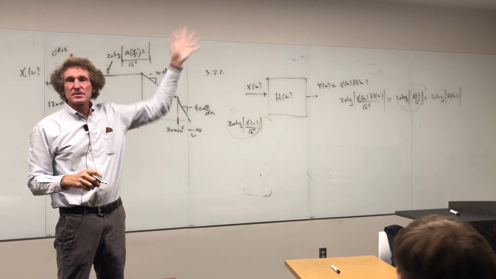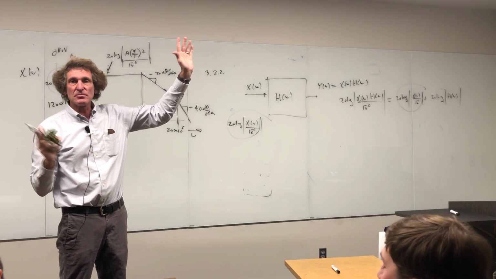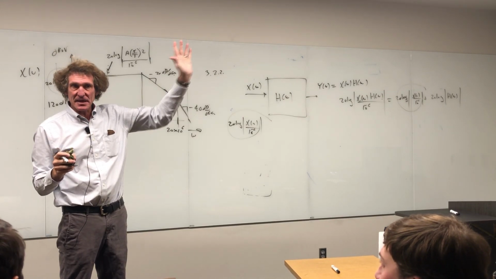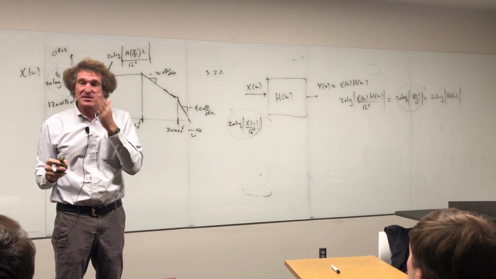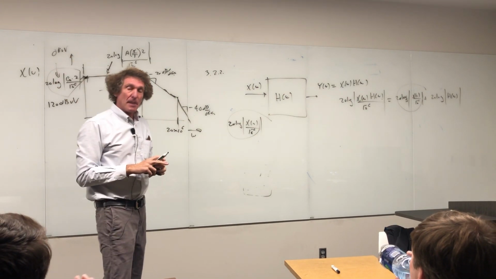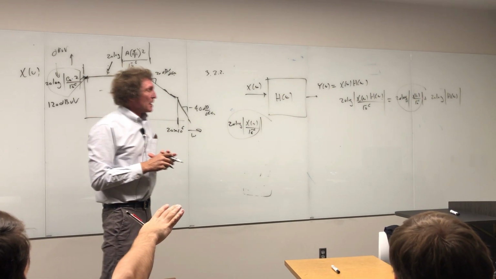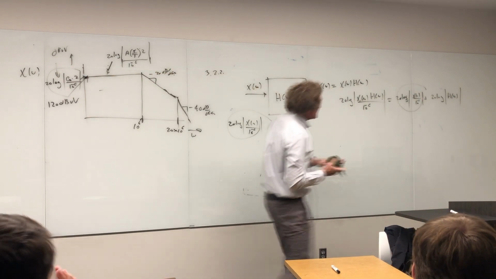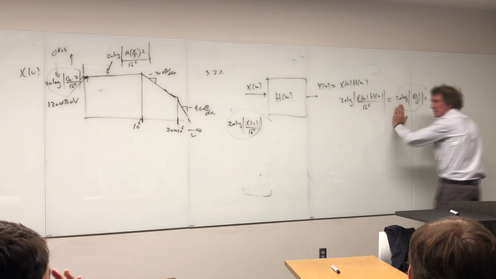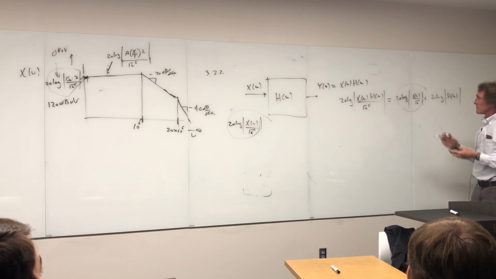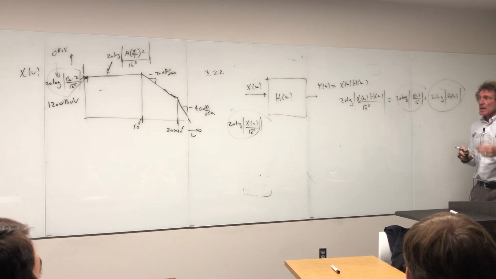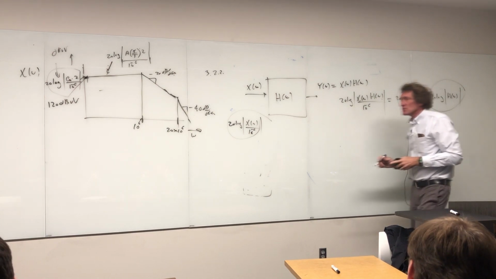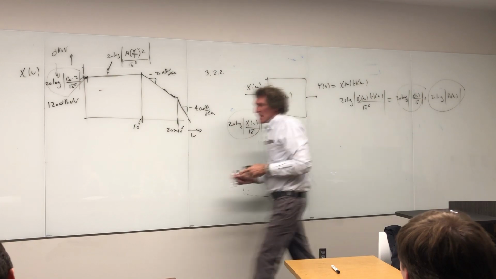Make me see your hands. Do you understand this? I want to make absolutely certain there's nobody that doesn't understand this, because it is not in the book. So this is important that you watch this. So what does that mean? That's the output, and this is just the input. The only thing we're doing is now not multiplying, but adding 20 times the log of that, right?